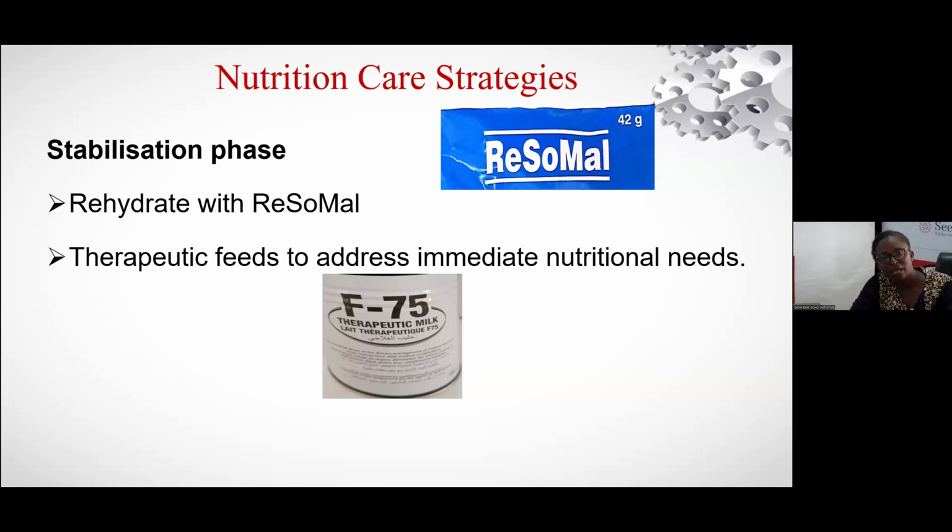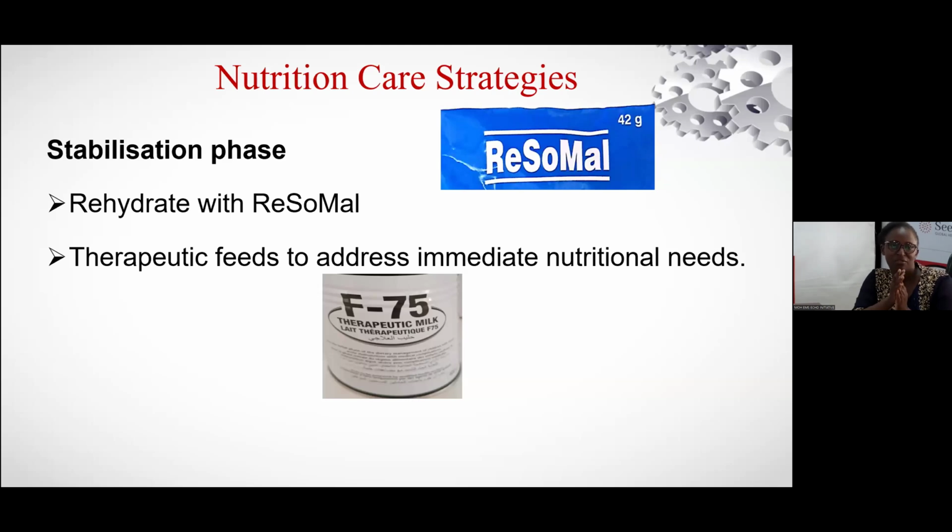So when you're stabilizing a child who is less than 6 months, what do you give? Children who are less than 6 months without edema, we are going to give SDTM. SDTM is specially diluted therapeutic milk, so it's basically got from F100. And if this child who is less than 6 months has edema, you're not going to give SDTM. You will also start with F75. Okay, hope we are together.